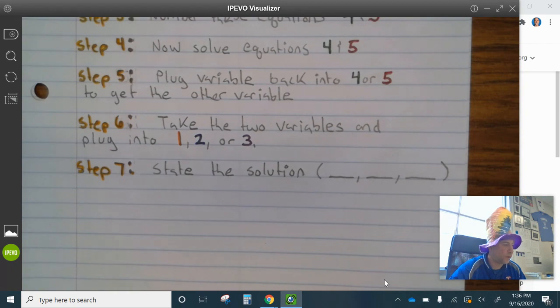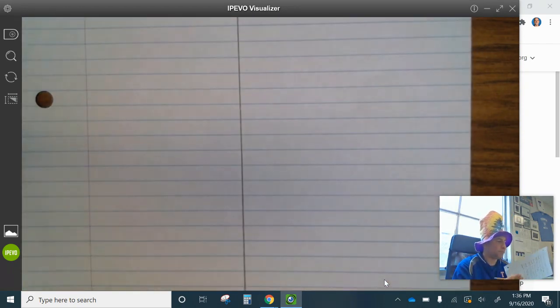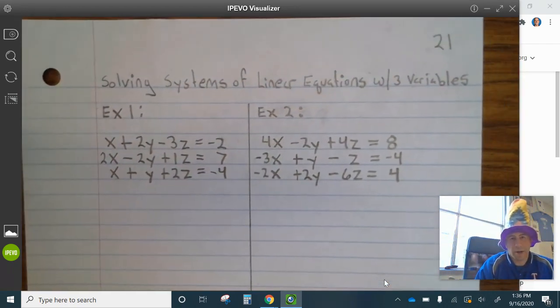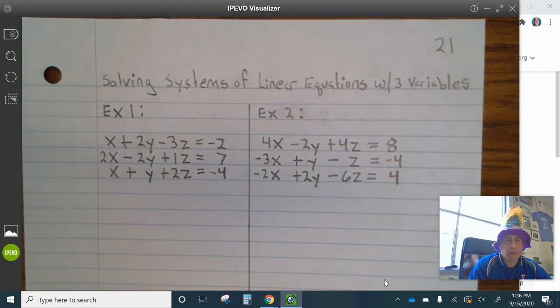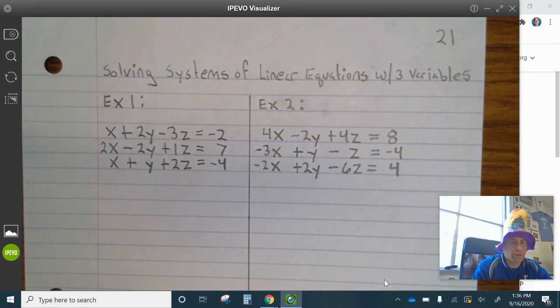All right, now your notes are updated. Let's take a look at the examples. Now, let me sharpen my pencil real quick. Okay. Now, there's a lot of work that goes into example 1 and example 2, but just note that in the next video, I'm going to show you how to do these same types of problems with the calculator, which will be a lot quicker and easier, okay?